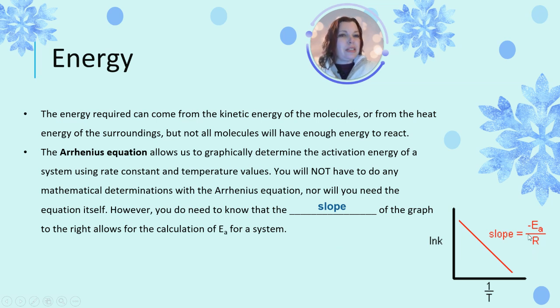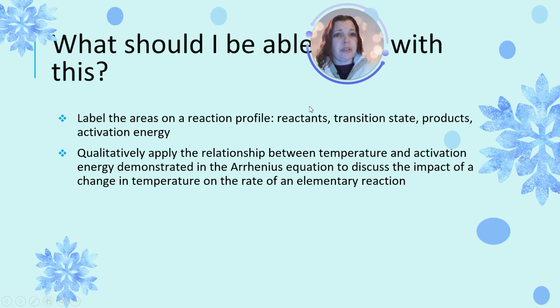We have seen this come up on the test before, mainly just by asking how could you determine the activation energy, and you would use the slope from this graph, 1 over T versus natural log of K. And that's pretty much it for this topic.